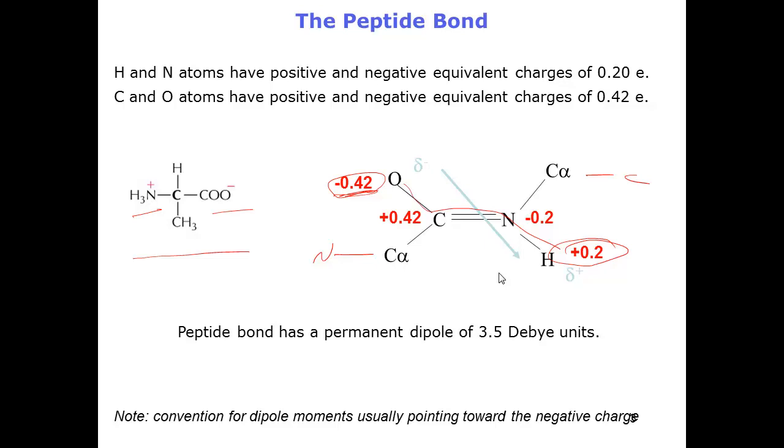And I should just mention that for whatever reason, in biology the convention is different from physics. In biology, the arrow points towards the positive end of the dipole. That's opposite what you may have learned in physics class.